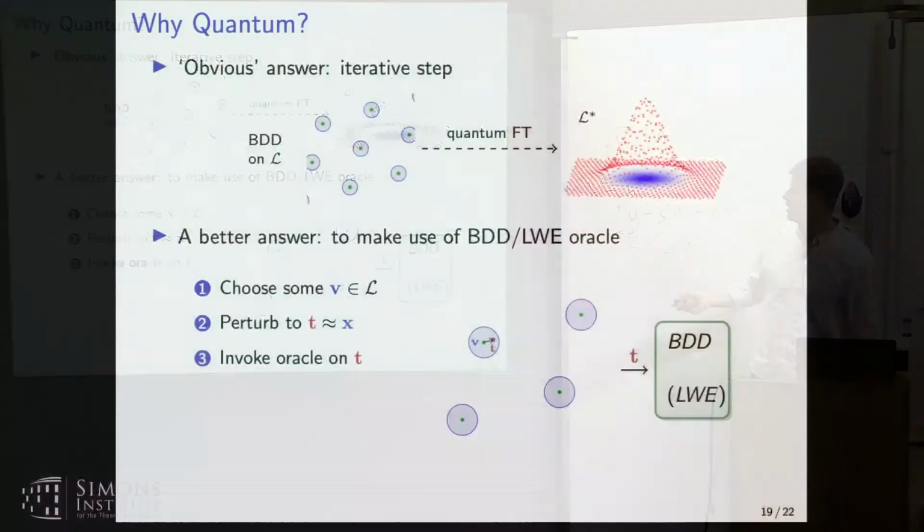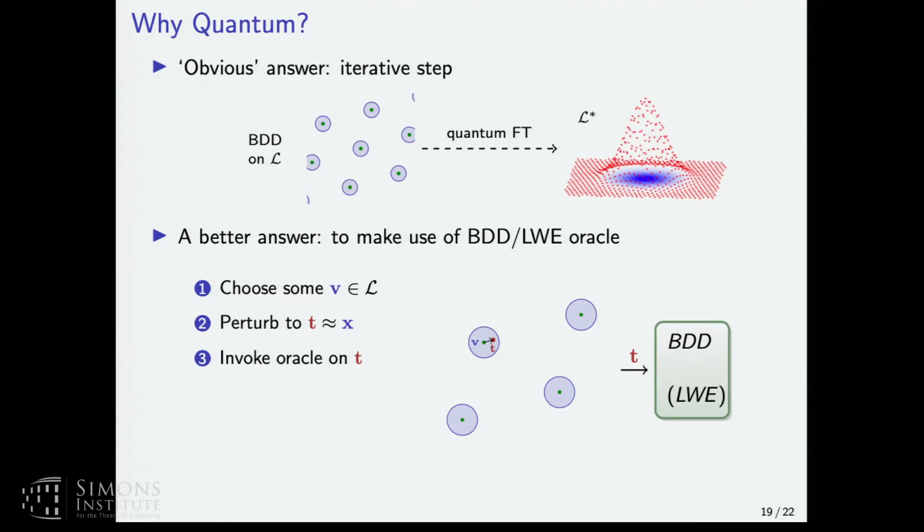How can we create this superposition here? Well, you can choose some V, and then you add some error to it. Then you could think of invoking the BDD oracle on T. And what do you get back? V, right? You get back V. You already knew V. You chose V yourself to start with. It's right there. So the oracle is telling you something you already knew. Seems like it's useless. It's kind of a zero-knowledge oracle for you. So how could this oracle be useful?